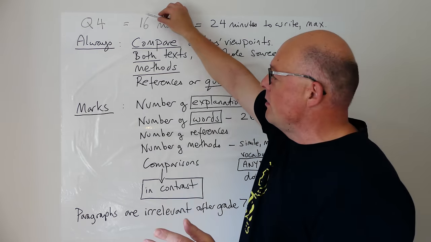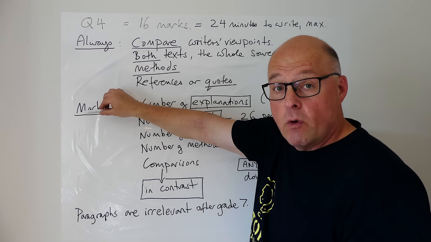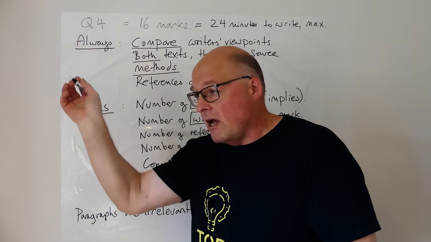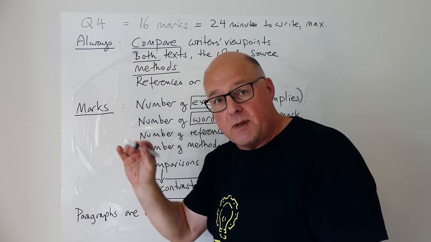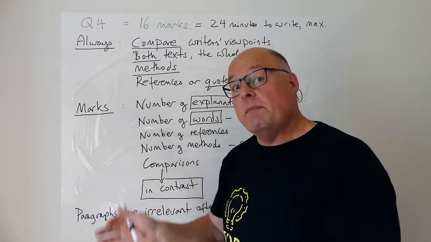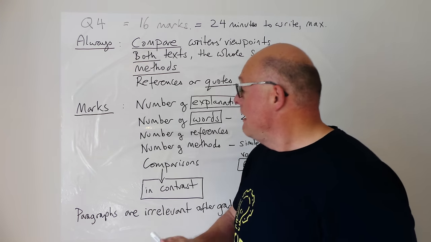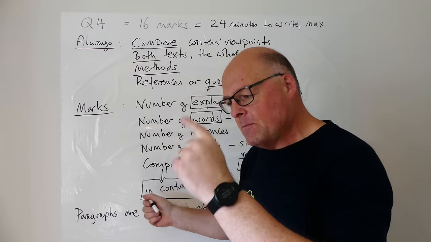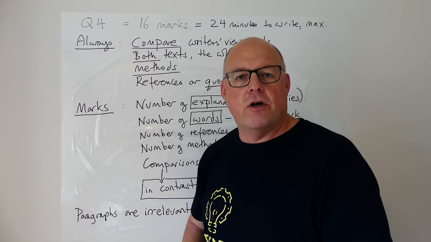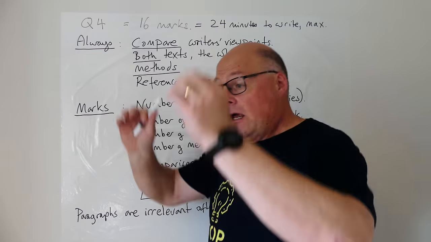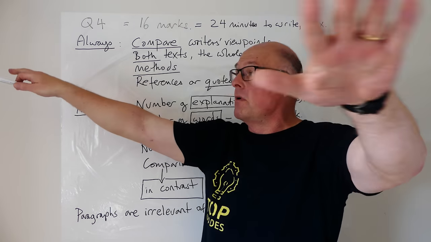You can just write all about source A for half of your time. So let's imagine I've got 24 minutes, 12 minutes, just writing about the writer's viewpoint in source A. Explain, explain, explain. Quote, explain, quote, explain, quote, explain. 12 minutes, right? Then I go, in contrast, that's my comparison, in source B, the writer believes, quote, explain, quote, explain, quote, explain, another 12 minutes, kaboom, I've finished.